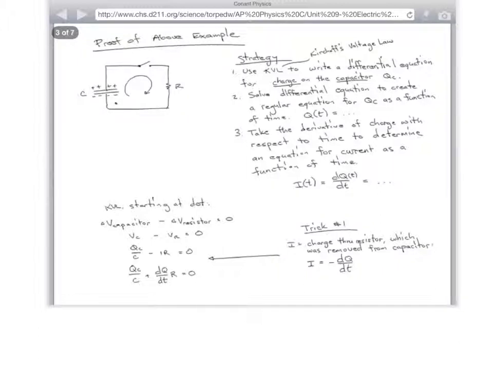First of all, what are your variables? Is R a variable? No. Is the capacitance a variable? No. So what are the variables? Just charge and time. So, can we separate them? Yes. How?